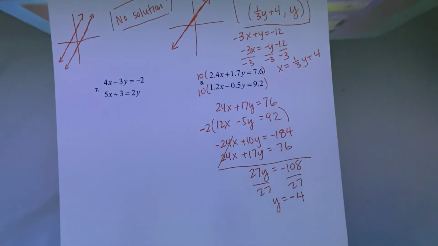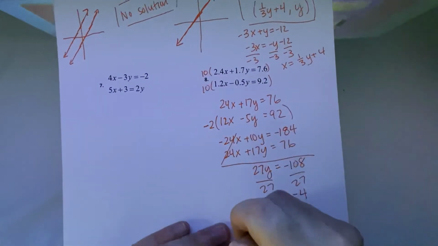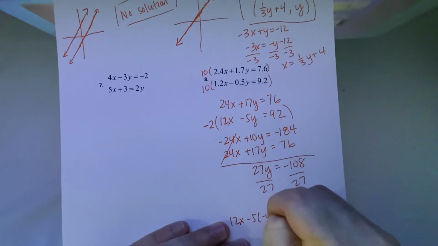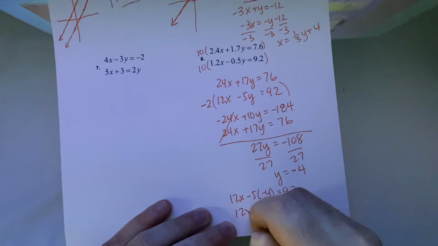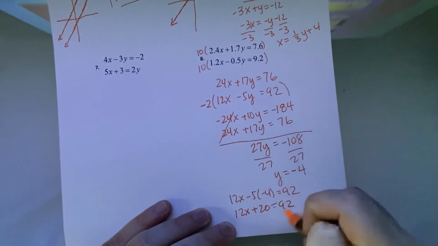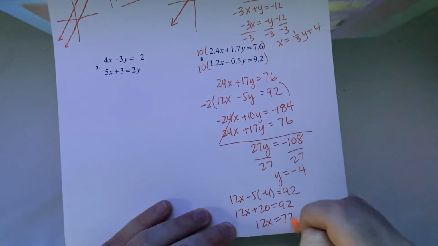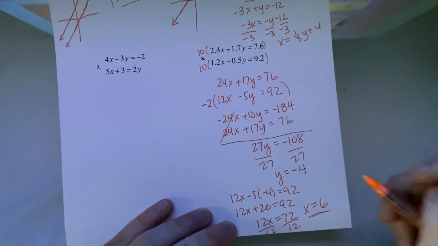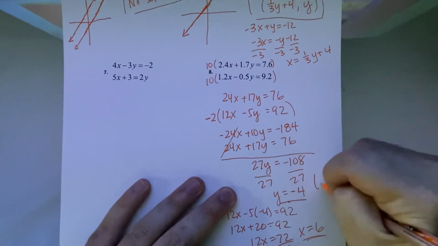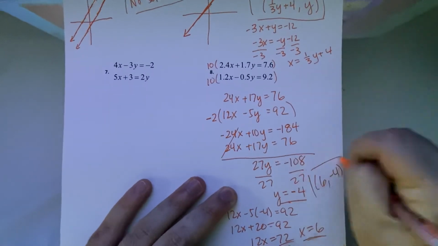Now I can plug this negative 4 into my originals, or one of the ones that I have already established at this point in time. I'm going to plug it into the second equation. So 12x minus 5 times negative 4 equals 92. Negative 5 times negative 4 is 20. 12x plus 20 is 92. Subtract it. 12x equals 72. Divided by 12. X is 6. So we have the point here, 6, negative 4.